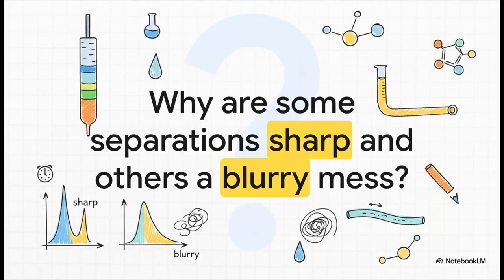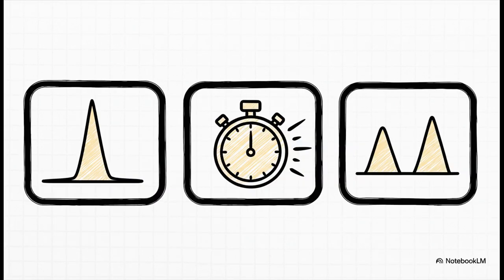I mean, this is the core question for anyone running a column, isn't it? It's the difference between having clear, reliable data and just a bunch of confusion. And the answer? It really lies in understanding what's actually happening to those tiny molecules as they travel down the column.